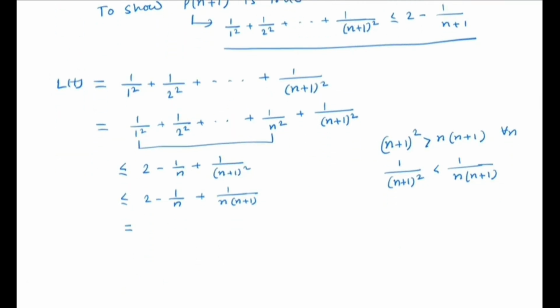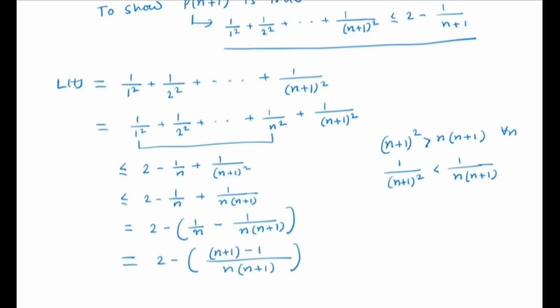Now if we calculate this, we have 2 − 1/n + 1/(n(n+1)). So then 2 − (n+1−1)/(n(n+1)), which gives 2 − n/(n(n+1)). So that is equal to 2 − 1/(n+1). So we get Pn+1 is true.